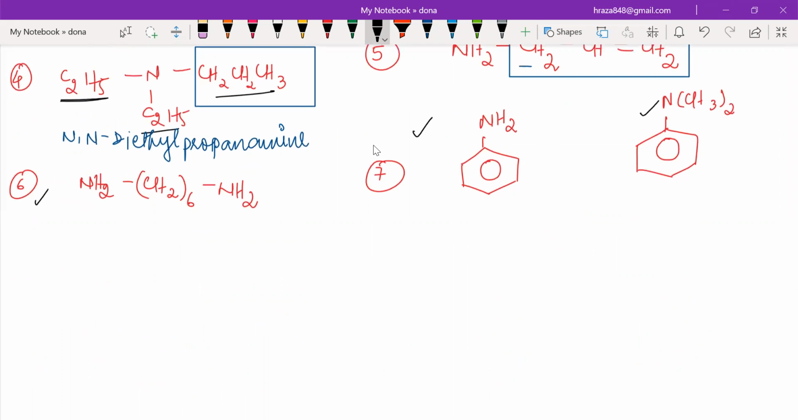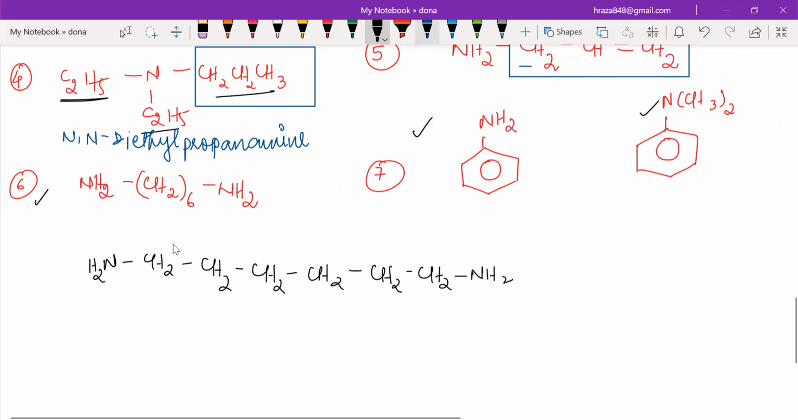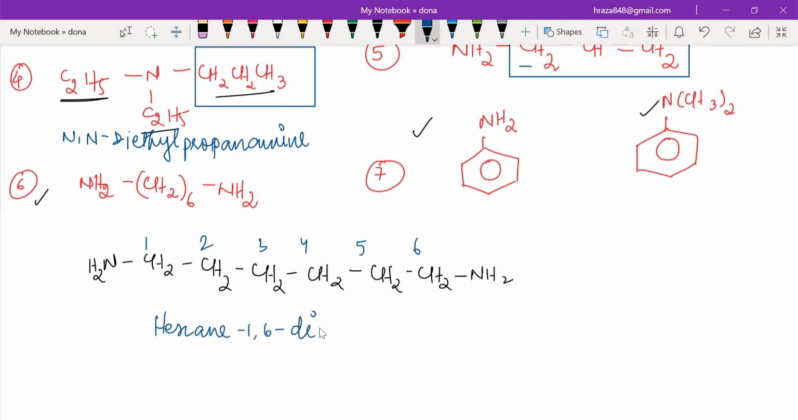Yeah, this is the question, right? So you need to write hex, and since all are singly bonded, you need to write it in expanded form to understand the concept. 4, then comes 5, and then comes 6, and here it will be NH2, and here it will be NH2. Now, if you number 1, 2, 3, 4, 5, 6, it is hex and all are singly bonded, so hexane-1,6-diamine. Isn't it easy? Yes, sir.